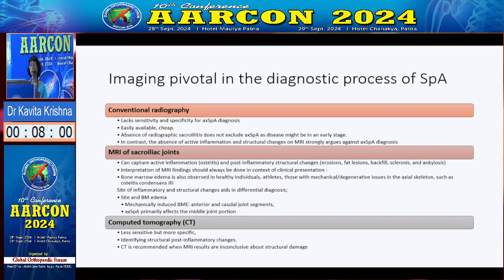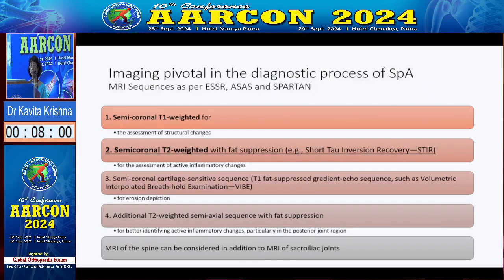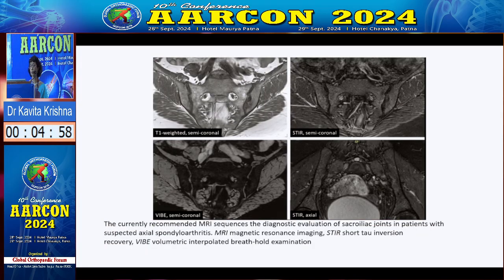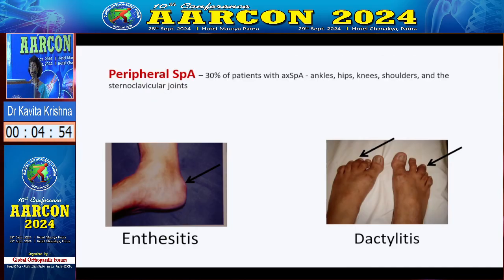We talk about conventional radiography, which is easily available and cheap. MRI of the sacroiliac joints is the ideal investigation for bone marrow edema. CT scan is useful for erosions. But when you do an MRI, you should insist on a semi-coronal T2 weighted, fat suppressed, or a STIR image. As you can see in these diagrams, STIR images, which are fat suppressed, are useful.